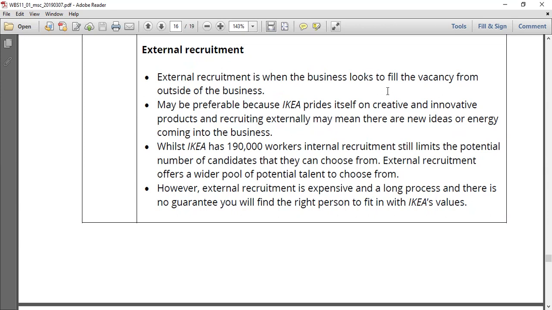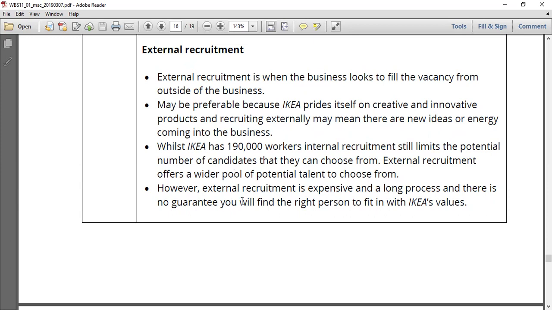So external recruitment is when a business looks to fill the vacancy from outside the business. Advantage: may be preferable because IKEA prides itself on creative and innovative products, and recruiting externally may mean that there are new ideas or energy coming into the business. Whilst IKEA has 190,000 workers, internal recruitment still limits the potential number of candidates. This is an application. It still limits the potential number of candidates they can choose from. External recruitment offers a wide pool of potential talent to choose from. Right? That's the advantage. Wide pool, new ideas.